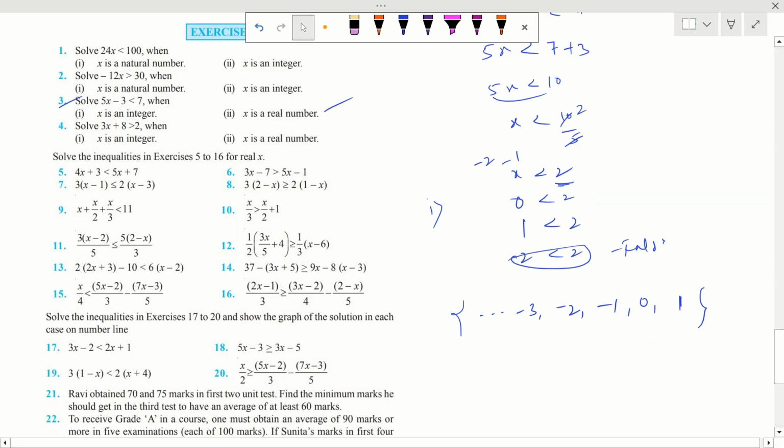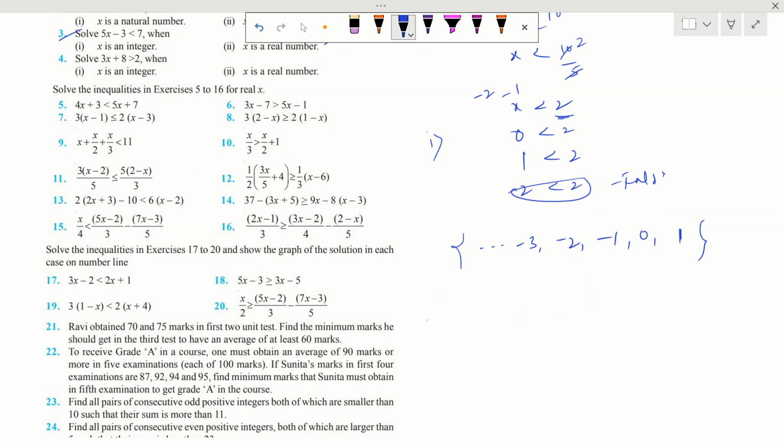The second case is real numbers. Real numbers we write in an interval. Here x is less than 2, which means it is an open interval, because only one condition is given. When two conditions are given, greater than or equal and less than or equal, we use a closed interval. When only one condition is given, we use an open interval, right?